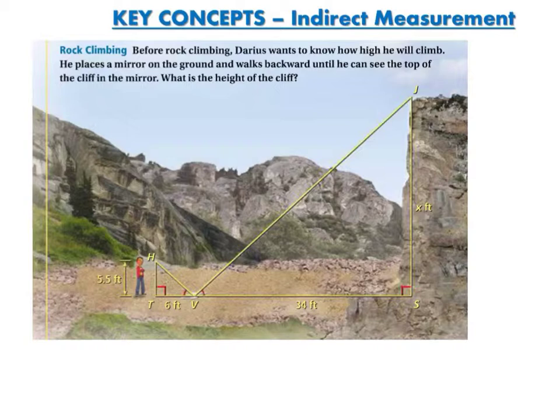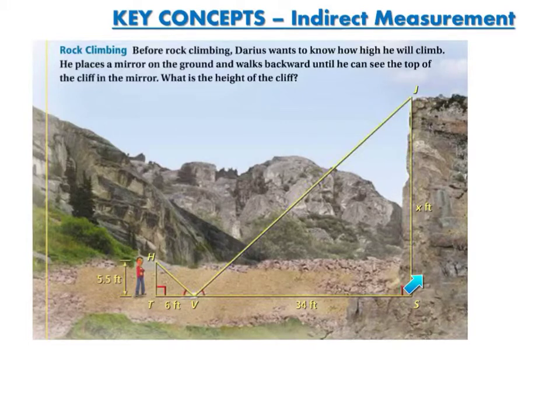Okay, let's take a look at an example of indirect measurement. Before rock climbing, Darius wants to know how high he will climb. He places a mirror on the ground and walks backward until he can see the top of the cliff in the mirror. What is the height of the cliff? So we have some information here. I know that he is 5.5 feet tall. He is 6 feet away from the mirror. The mirror is 34 feet away from the side of the cliff. We need to know how tall the cliff is.